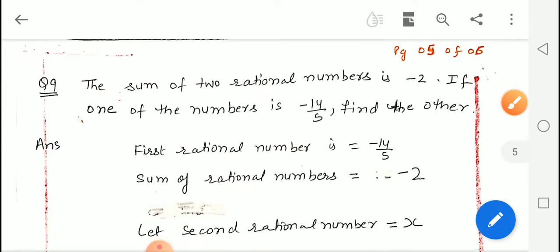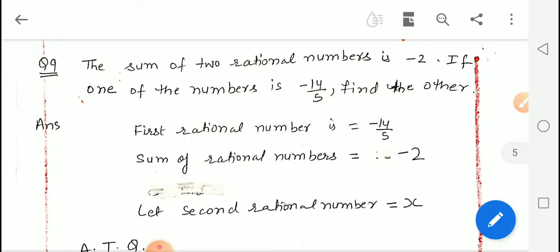Now let us do one word problem, that is question number 9.